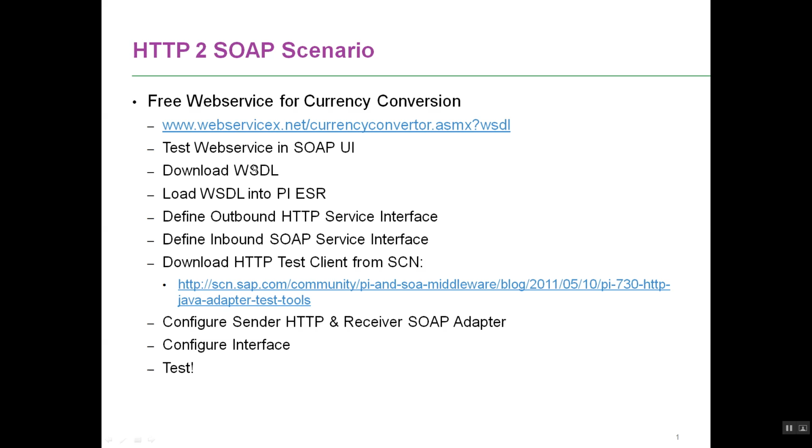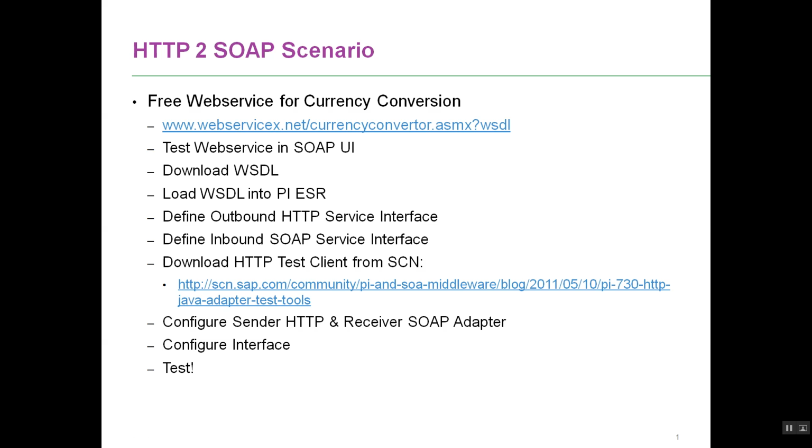Once we download the WSDL, we will load it in the PI ESR, the Enterprise Service Repository. We will define an outbound HTTP service interface. We will also define the data type and the message type for the outbound structure. We will define an inbound SOAP service interface, and then we will see if we need to use a data type or a message type here. In this case, we will not for the inbound because it's a SOAP call. We will be using the WSDL as the request and the response structure.